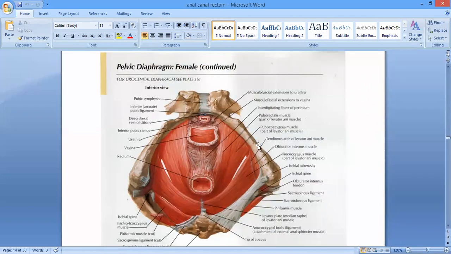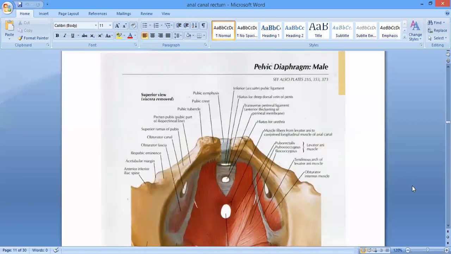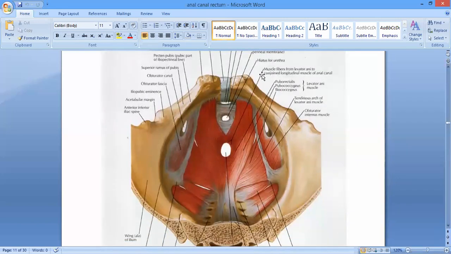Okay, you can see this is the pelvic diaphragm, which is going to separate the pelvis from the perineum. This is a perineal view of the outlet, and we will see it from the internal aspect. These are the muscles extending from the pubic bone here, and from the subcutaneous fascia, and fibers coming from the ischium and the ilium.